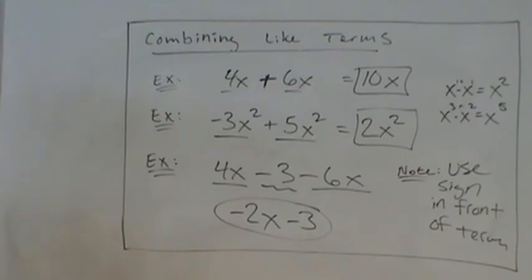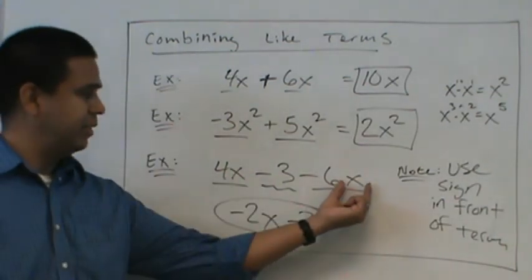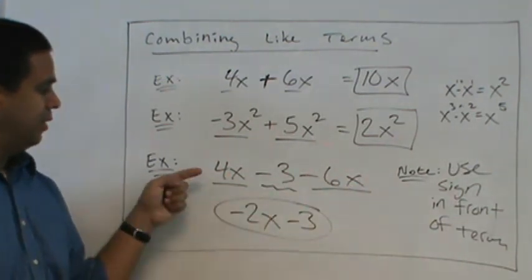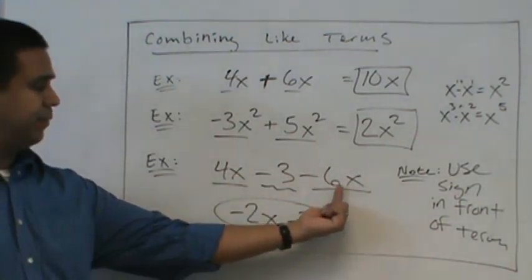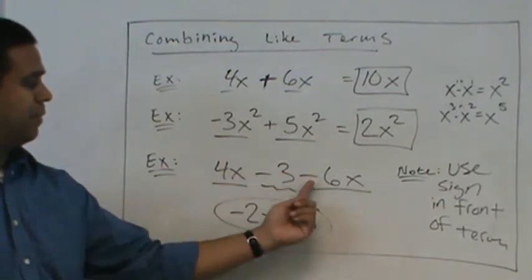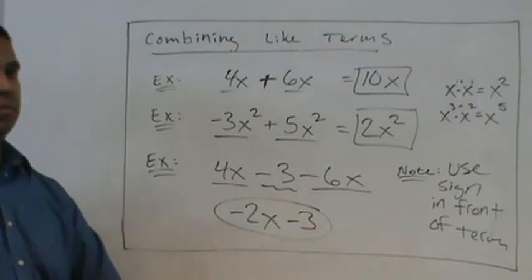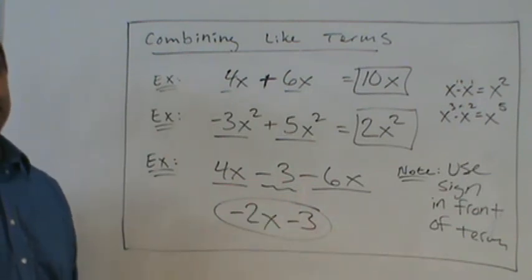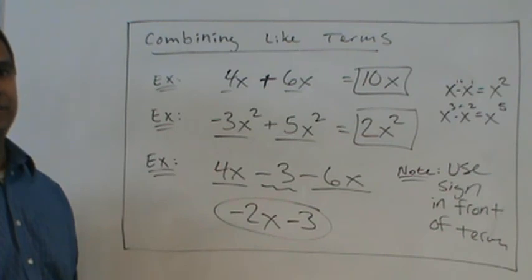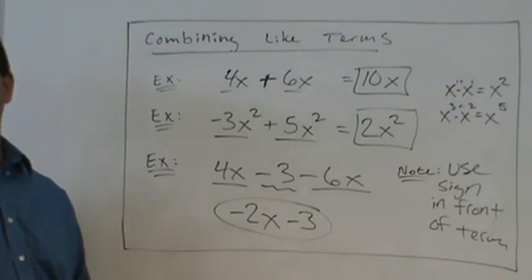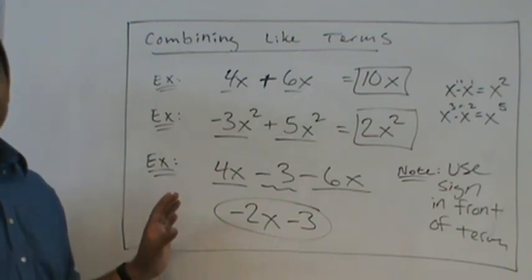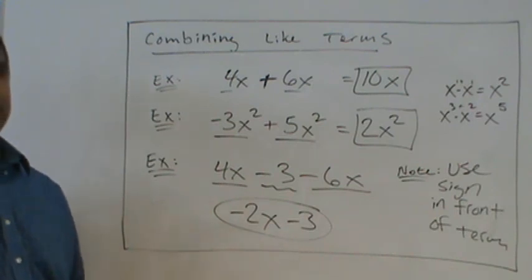Okay. So you look for the ones that are like terms. They both have x, same variable. And then the 4 in front of this term is a minus. So it's 4 minus 6, negative 2. Keep the x. Bring down the negative 3. That's it. Okay? We're good? We understand? Questions? No questions? All right.